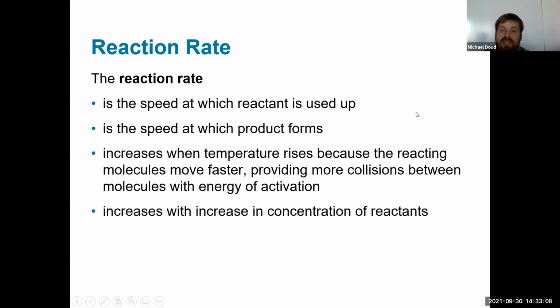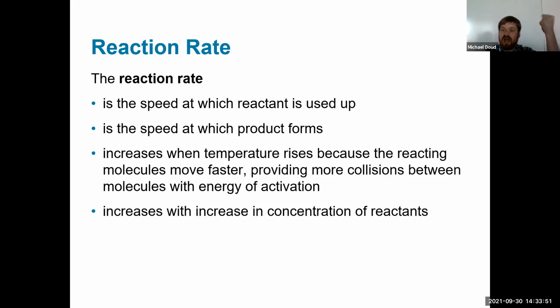Okay. Now, that's not the only thing that we have to understand. We also need to understand how we can increase the rates of a reaction. So the reaction rate is the speed at which a reactant is used up or the speed at which a product is formed. And the reaction rate always increases when the temperature rises. Now, the reason for that is because as the temperature rises, the motions of molecules increases, right? So a cold gas, for example, molecules are moving relatively slowly, bouncing off the walls of the container. As you heat it up, what you're really doing is you're increasing the speed at which the molecules of the gas are moving.